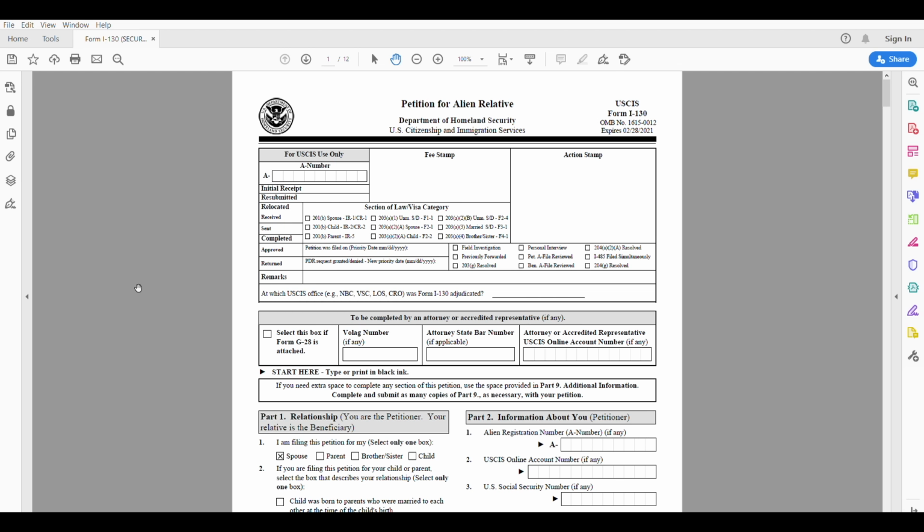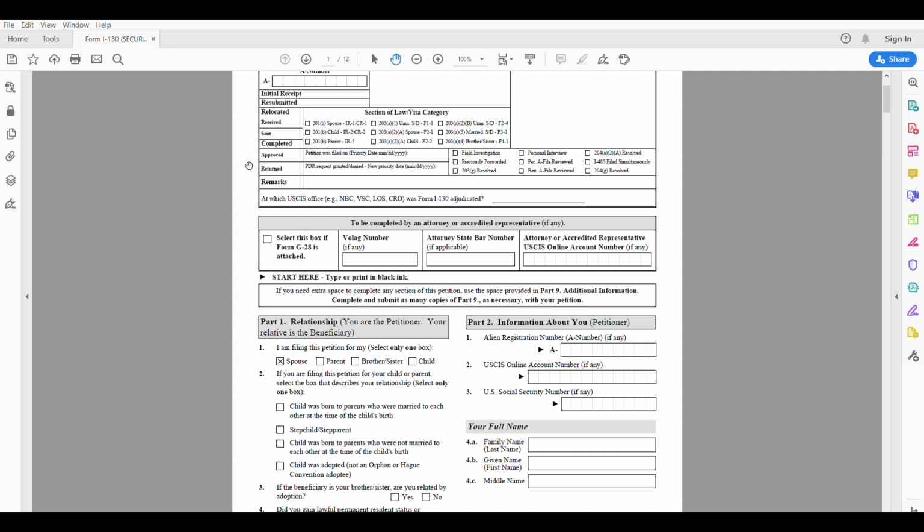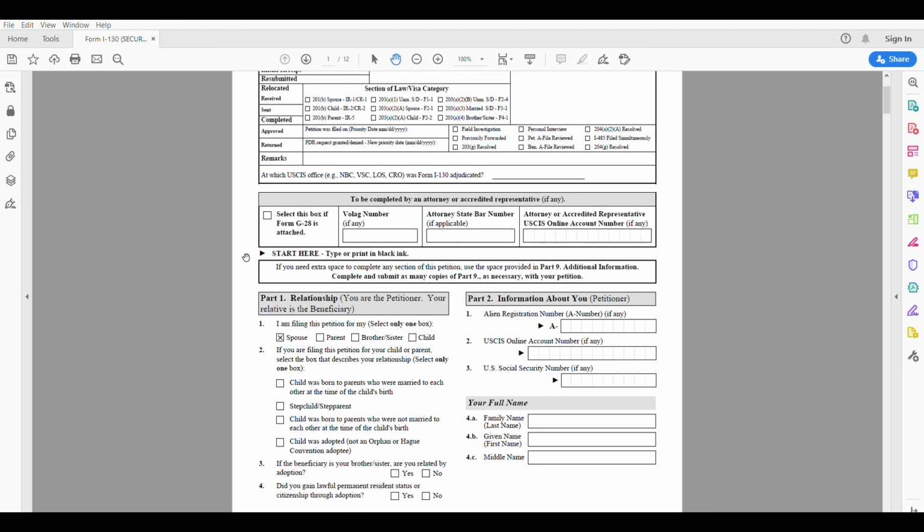So, the first part here is for USCIS use only, so we can go ahead and skip that and move on to the second part. This would be completed if you have an attorney or accredited representative. If you do, the attorney would be required to submit a Form G-28, so you would click this box and enter their information here. If you do not have an attorney, you can skip this part and move on to Part 1.